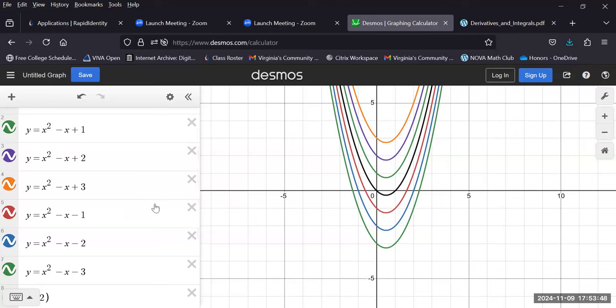So the next thing to talk about is the particular solution. In other words, let's say we're given what's called an initial value, and we want to figure out what is the solution that goes to that specific coordinate value. That's what we're going to look at now.